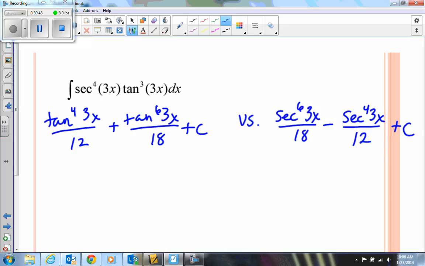I would want to know why these are equal. I would want to be able to take this and manipulate it to get to this, or to take this and manipulate it to get to that. That's something I would like to know. It does have to do with the Pythagorean identities, and it also has to do with this plus c. So that's something I would want to know how to do. Just me, personally. Both answers are correct.